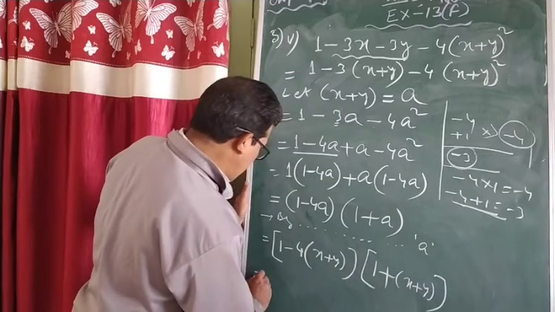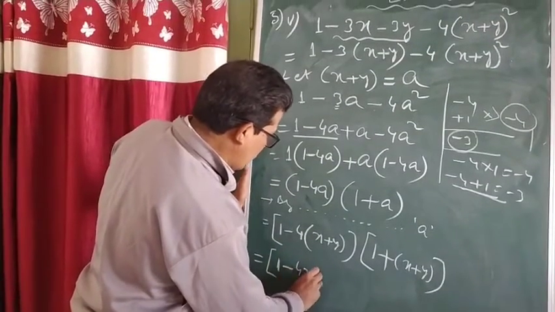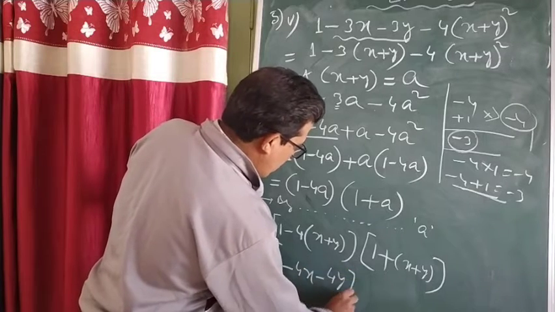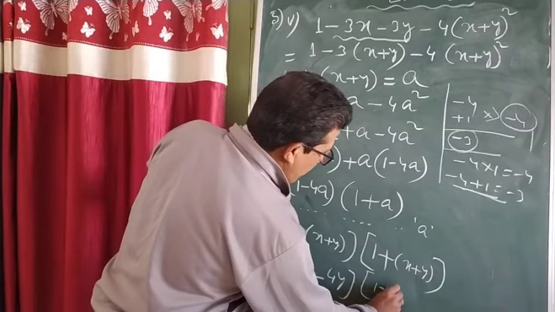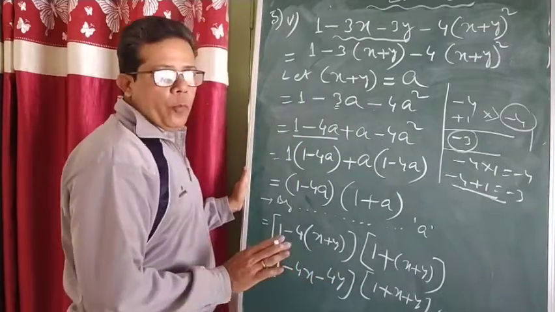Now remove the bracket, what comes here? 1 minus 4 into x equal to 4x minus again 4y. Here, beta, 1 plus x plus y. This is your answer. I hope it is clear to you.